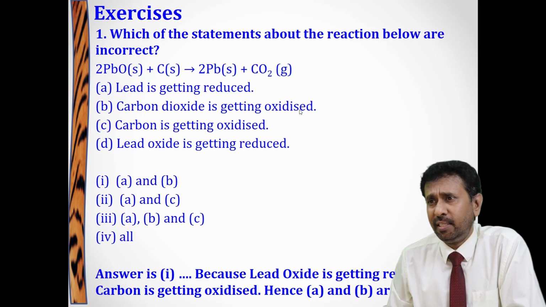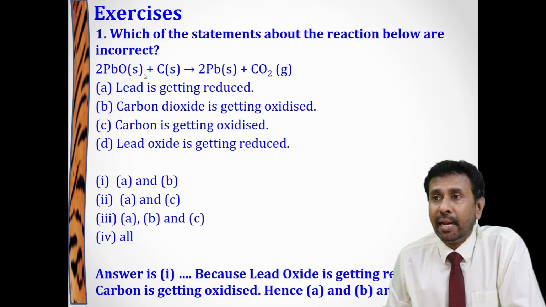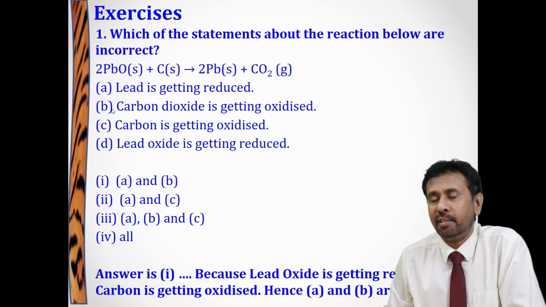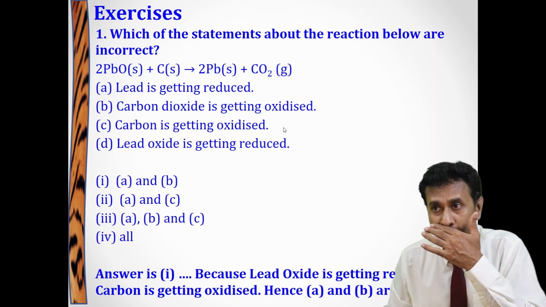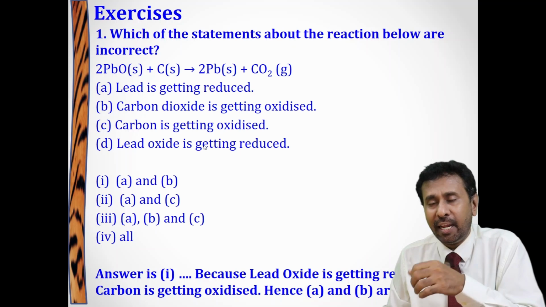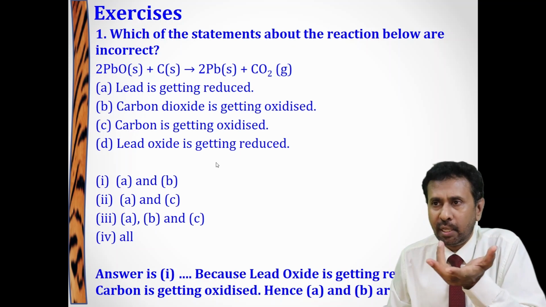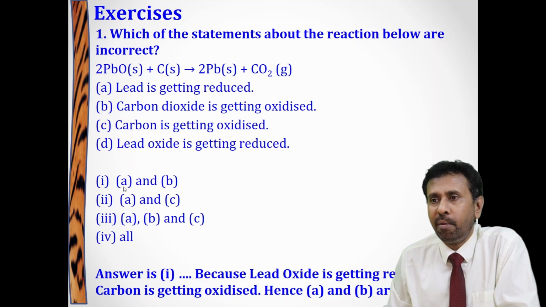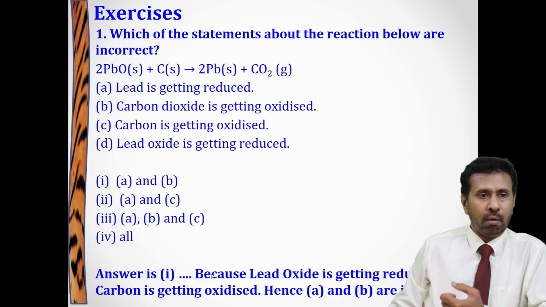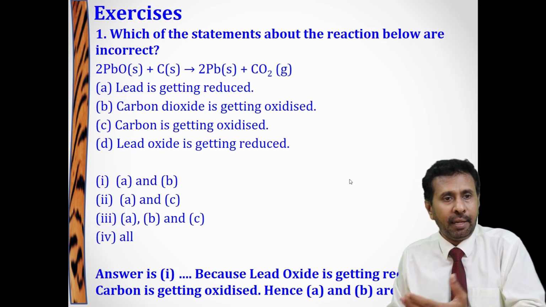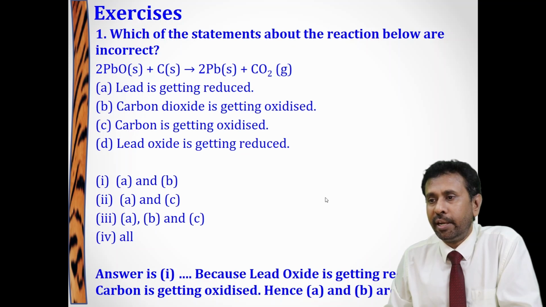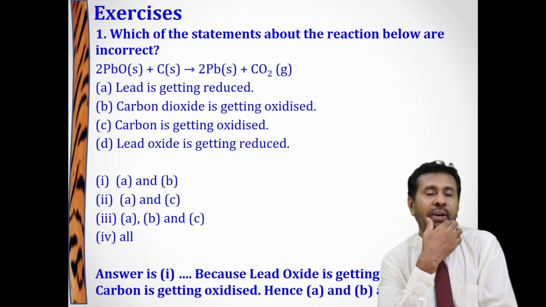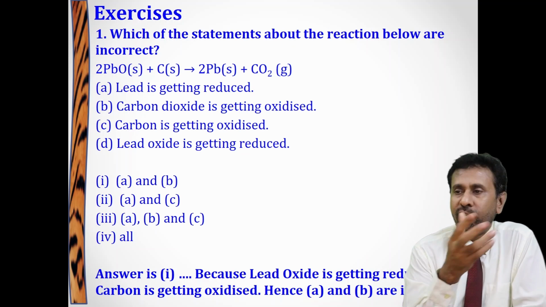Carbon dioxide is getting oxidized? No, it is the carbon that gets oxidized. So statement B is incorrect. Carbon is getting oxidized, yeah, that's right, and lead oxide is getting reduced, that's correct. So what are we requested to give here? The statements about the reaction that are incorrect. A and B are incorrect, so the answer is 1. That's because lead oxide is getting reduced and carbon is getting oxidized. Hence A and B are incorrect. So the answer is 1.